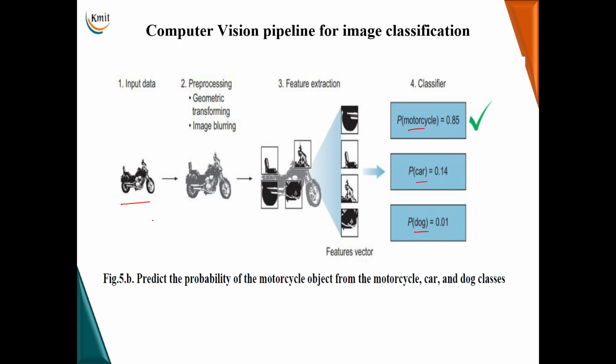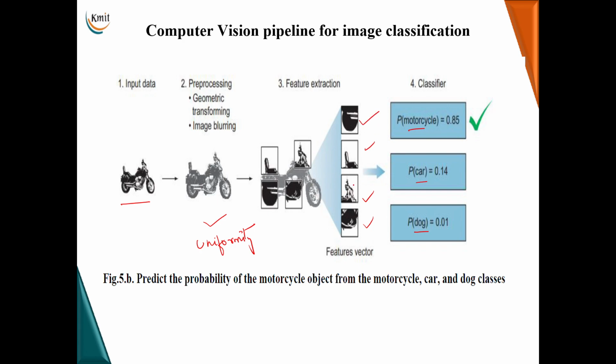So the first is input data. The second step involved is pre-processing, where I'll standardize the image. I'll either go for geometric transformation or image blurring and so on, where uniformity is maintained. Next, after pre-processing, I'll go for the third step, that is feature extraction. I'll extract the information of the image which is captured. You can see here, I have wheels extracted, I have the seat, front light and also mud guards. All these are the features which are extracted from the pre-processed image.